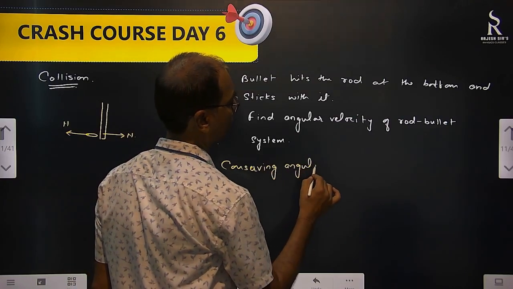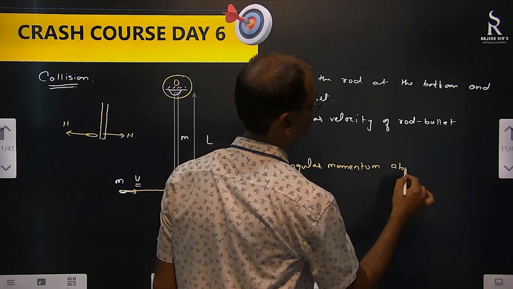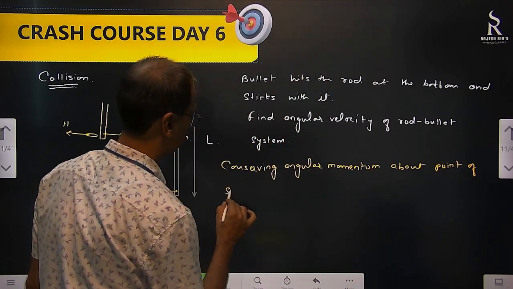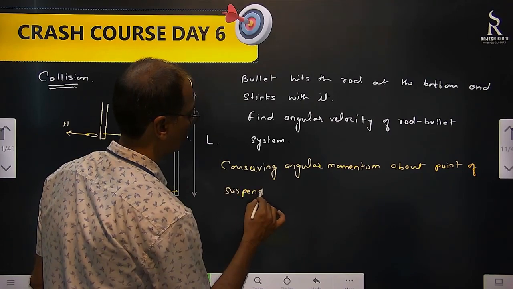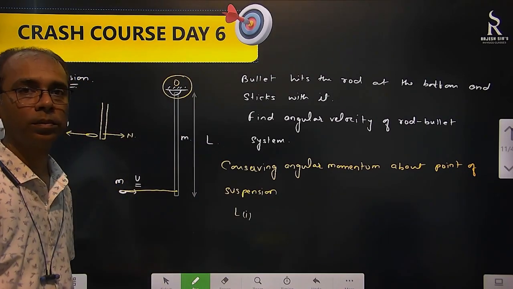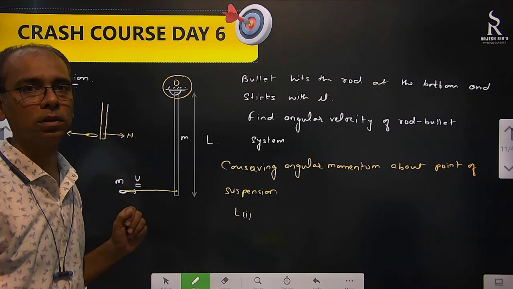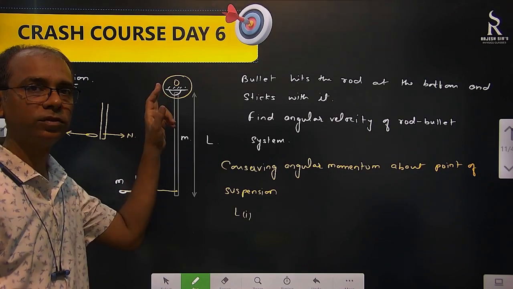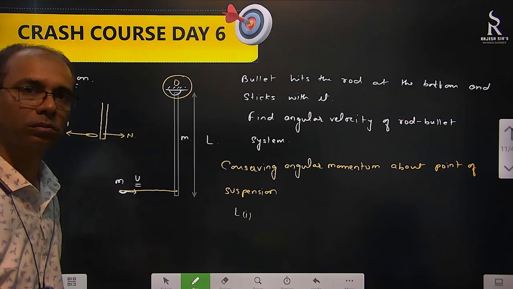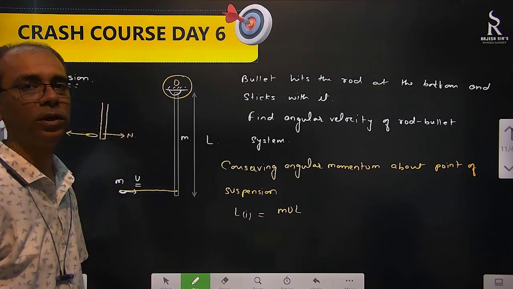Conserving angular momentum about the point of suspension. First is L initial. L initial means who is moving? Only the bullet. So angular momentum about this is linear momentum into perpendicular distance, the perpendicular distance from the point of suspension to the direction of momentum. So mv or mu into L. That's all? Yes, because the rod is at rest. So initial angular momentum is muL.